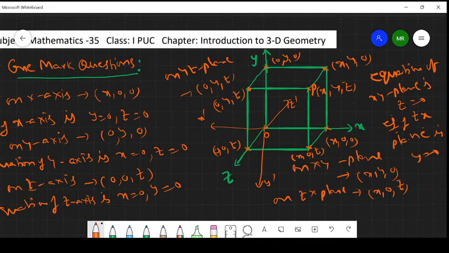Now, sometimes they will ask about the coordinate planes for 1 mark. In 3-dimensional space, the coordinate planes divide the space into 8 equal octants. So like this, we know x, y, x dash.